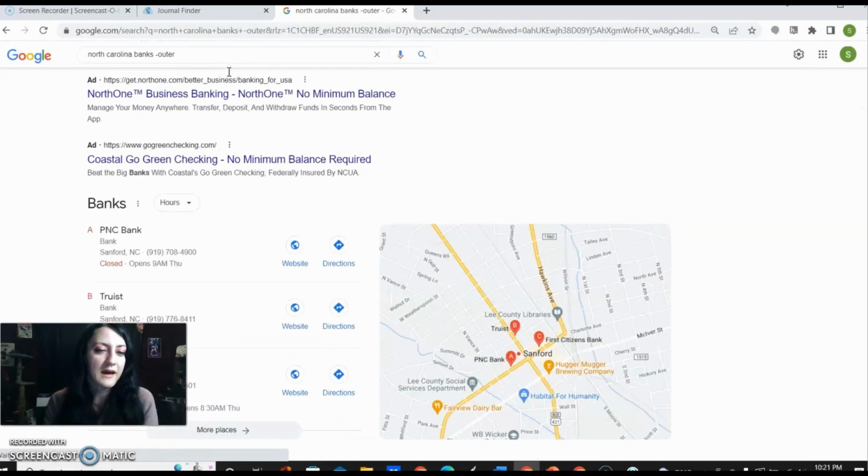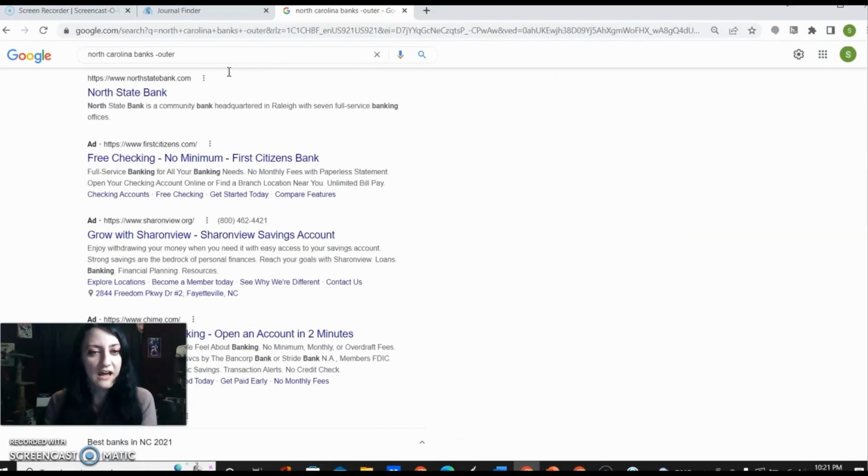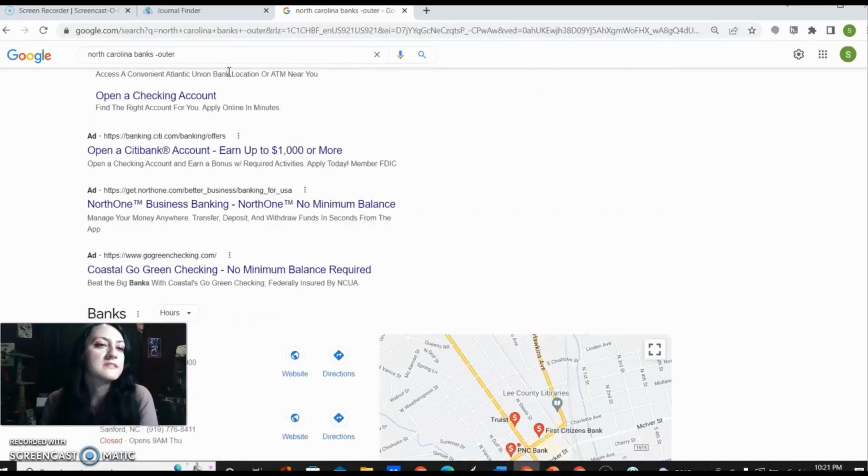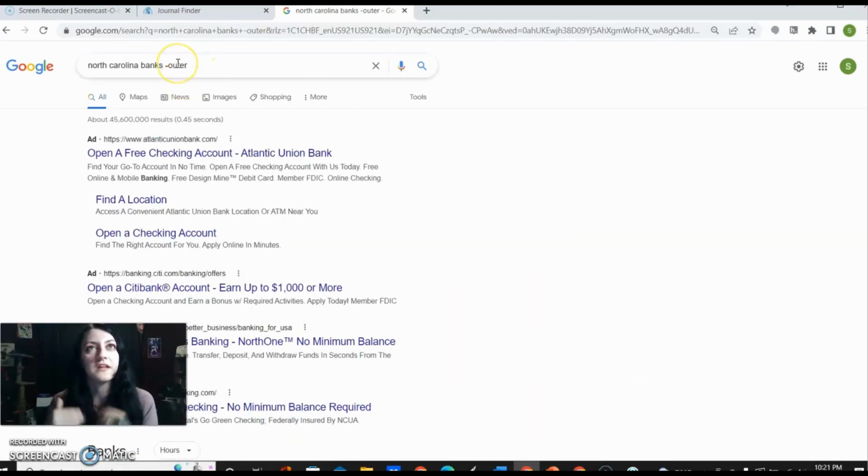And now look what happens. Now I don't get the Outer Banks. So that's called minus sign searching, where you put a minus sign for the thing you don't want. That's very helpful if you're searching something and you keep getting results that you don't really want. It helps to limit the unnecessary ones and only give you the ones that may be more pertinent to your research. So that's minus sign searching.